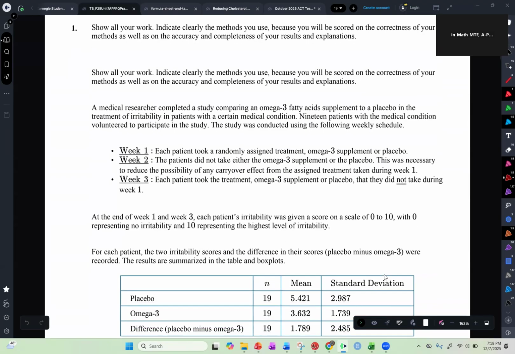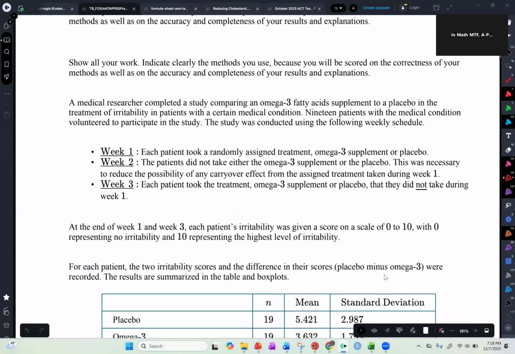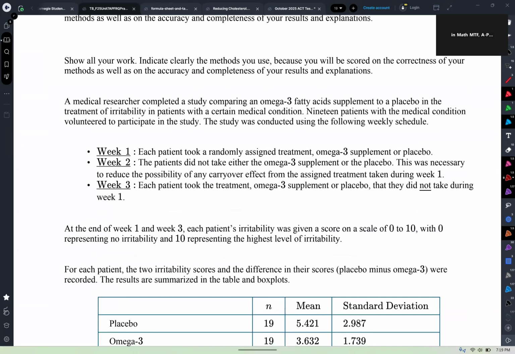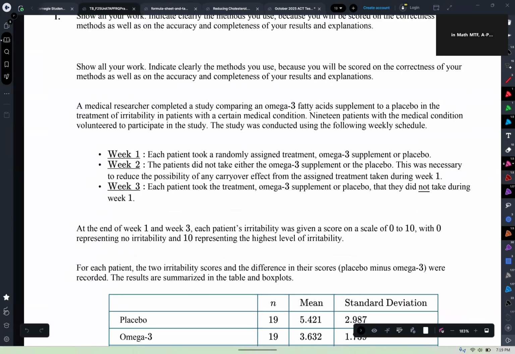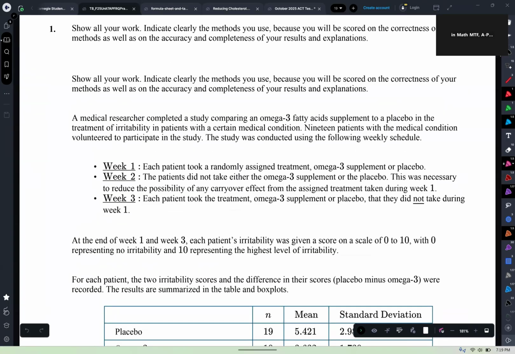Okay. So let's read through this. I'm going to work through it essentially. I think it's the first or the second time I've seen this question total, so hopefully I won't lead you astray. So a medical researcher completed a study comparing an omega-3 fatty acid supplement to a placebo in the treatment of irritability in patients with a certain medical condition.